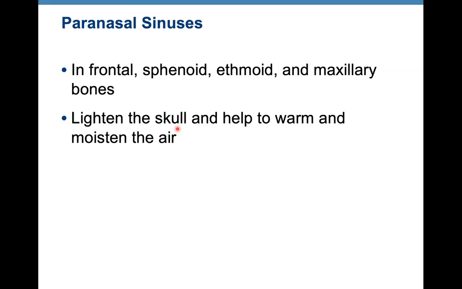Now, you also have paranasal sinuses, and if you are somebody that unfortunately suffers through sinus infections, you know exactly where these sinuses are located. And again, this is probably something that was covered with the skull in A&P1, but we have frontal, sphenoid, ethmoid, and maxillary sinuses, and they're located in those respective bones. The purpose of these sinuses is that they help to lighten the skull and help to warm and moisten the air.